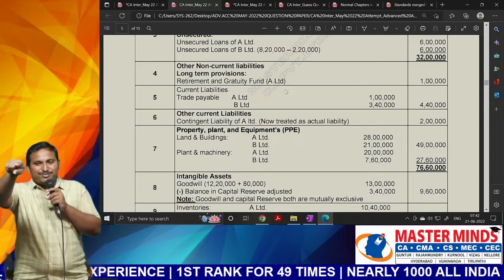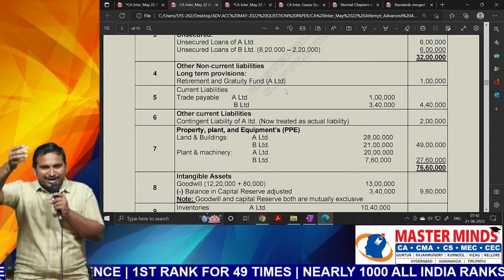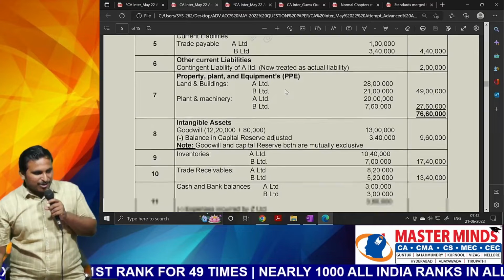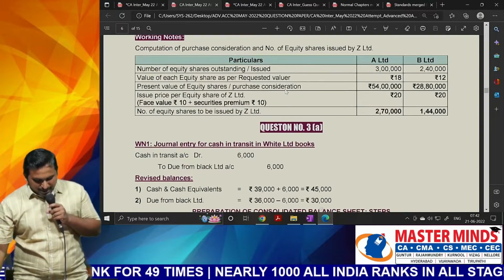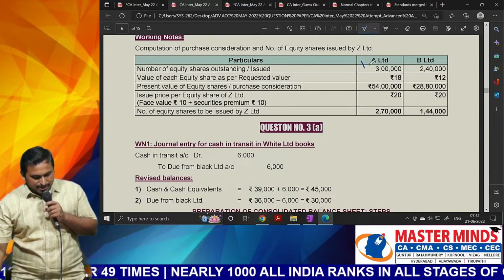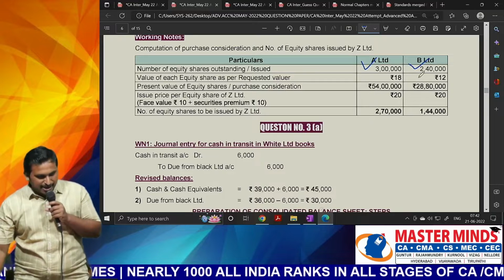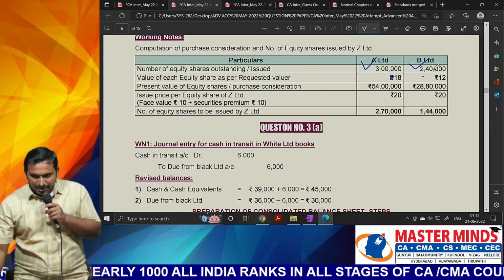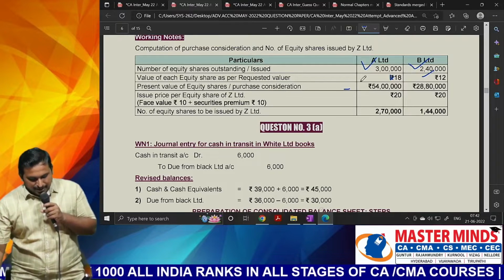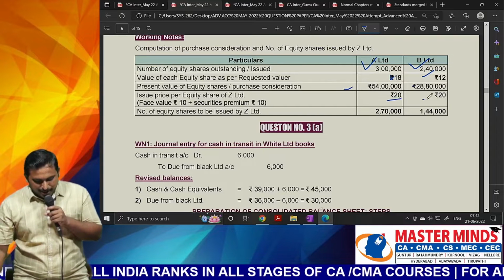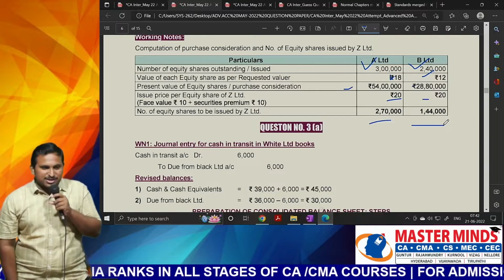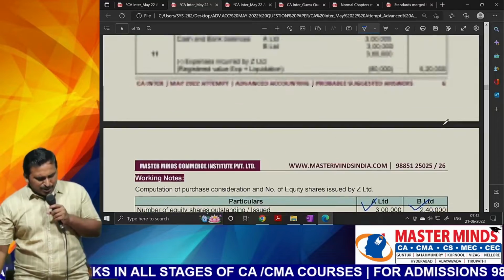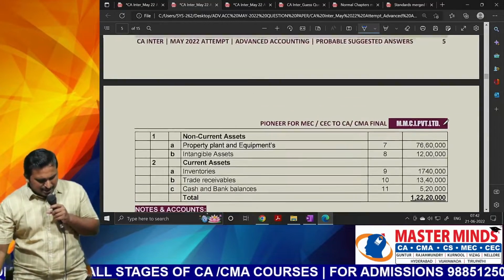That means first we should multiply with payments only. Directly, payment is clearly visible: number of shares into amount per share. Are you getting the point, sir? This is the number of shares existing in A and B. We just multiply with the share price given. We'll get the purchase consideration, divided by 20, we'll get the number of equity shares to be issued. Once we know that, the rest of the question is really simple, sir.